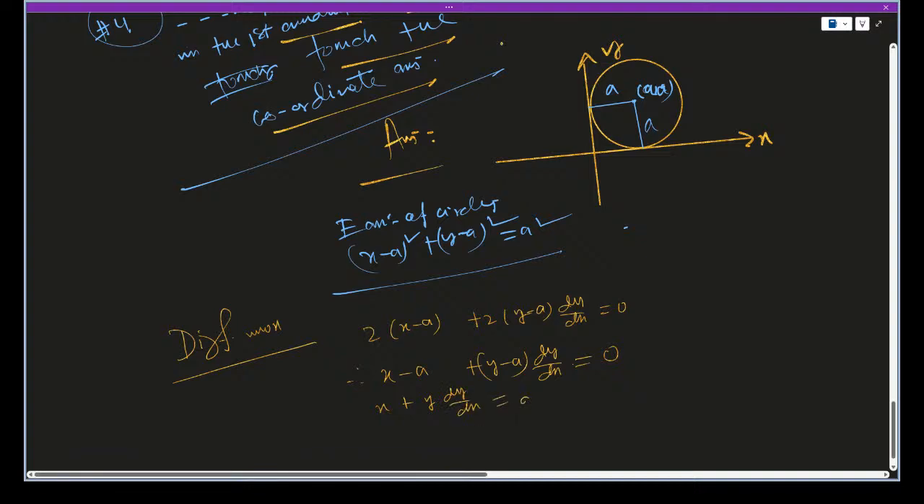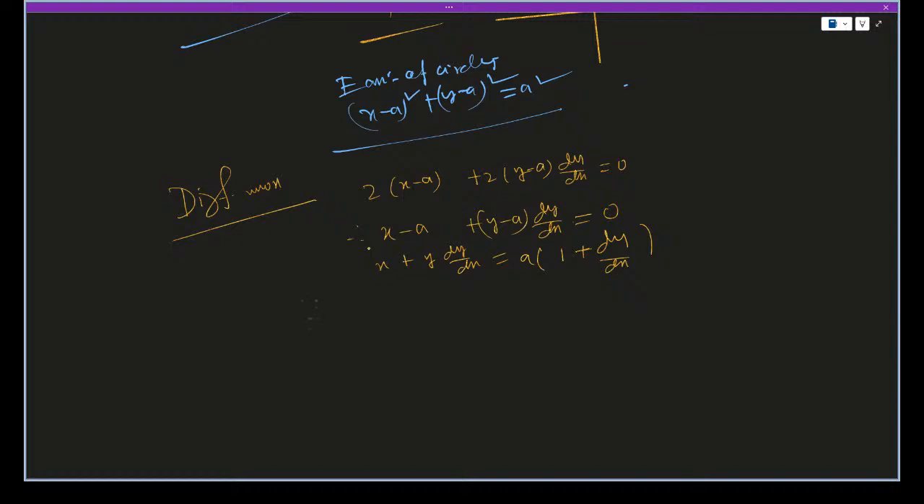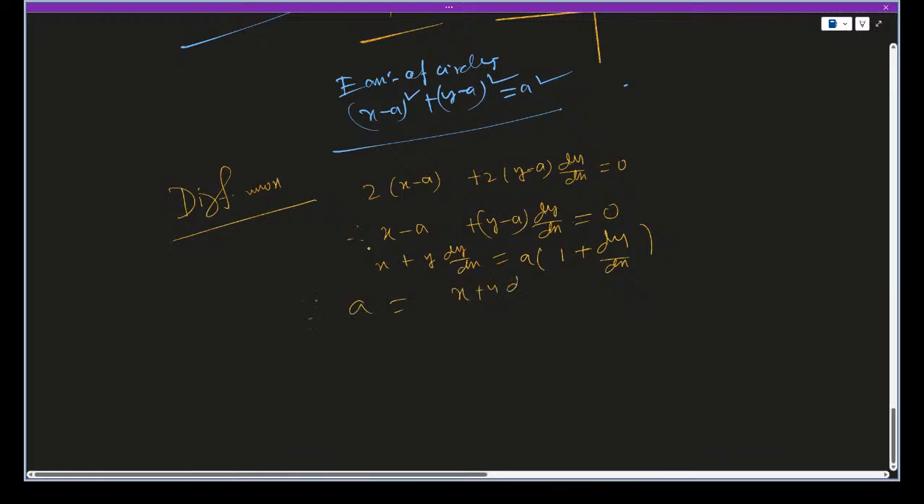Take the a term on the right side. 1 plus dy by dx, isn't it? So a equal to this divided by 1 plus dy by dx. Check once the value of a I got. Now a is not eliminated, still there. So differentiate again.